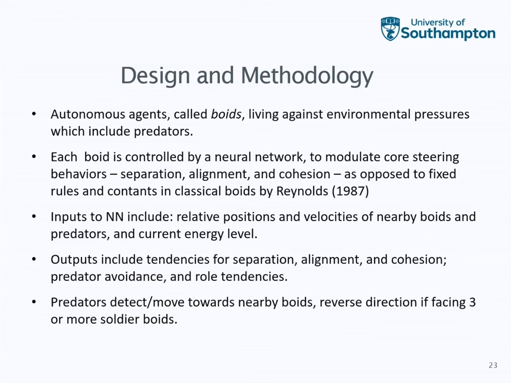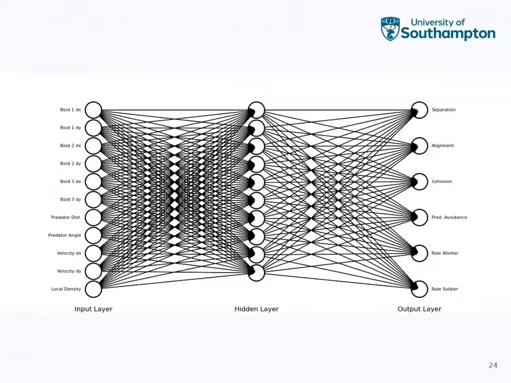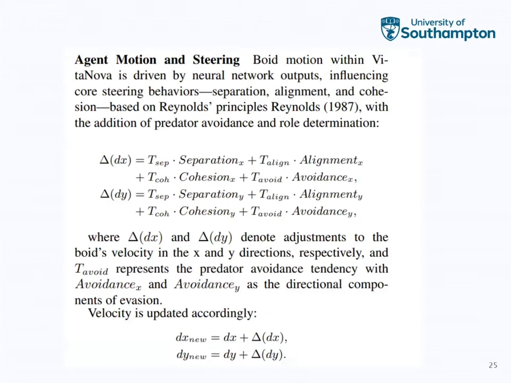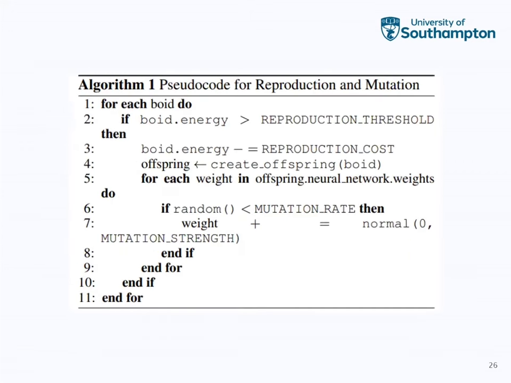The behavior of the predator is to detect and move towards nearby boys, or reverse the direction if facing three or more soldier boys. This is the setup of the simulation. Here's the basic architecture of the neural network. It's a simple feed-forward neural network with one hidden layer, and the equations for boys' behavior. And here's a pseudocode for reproduction and mutation.